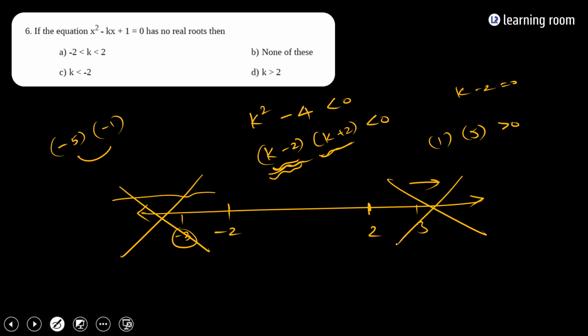So where should I substitute? Between minus 2 and 2. That is the answer. Okay, see, 99.9% this kind of a problem will not come. If at all it comes, I'm just teaching it for the safer side. That's it.